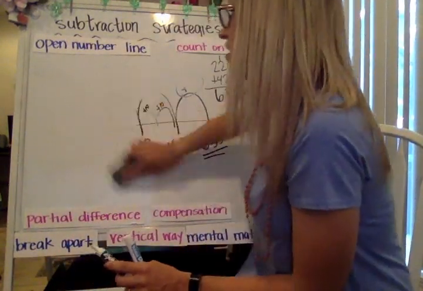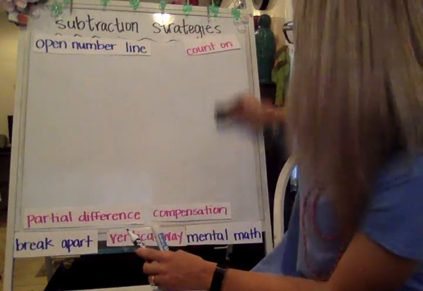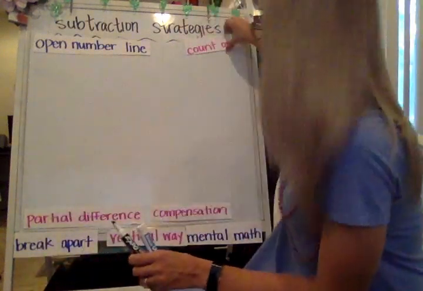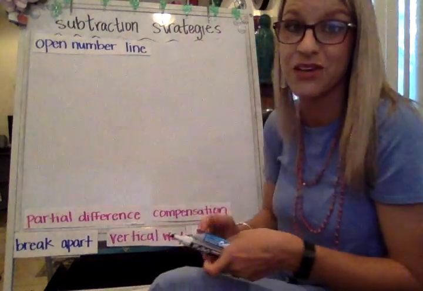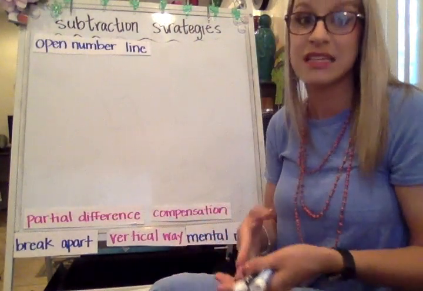So that's the counting on version on the open number line. Remember, these are just different strategies. Based on whatever the problem is that you're solving, you can choose which strategy is easiest for you to solve.